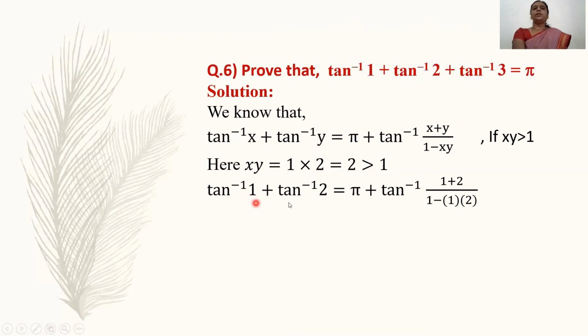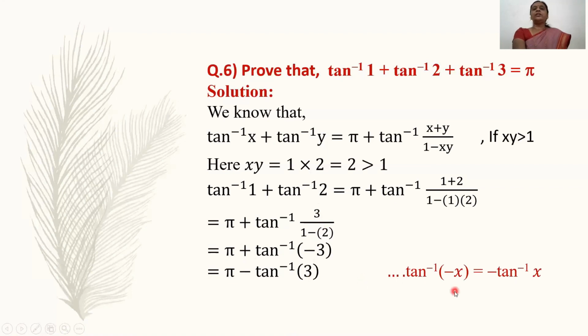Write down tan inverse 1 plus tan inverse 2 is equal to pi plus tan inverse of (1 plus 2) divided by (1 minus 1 into 2). After simplification, this will be 3 divided by 1 minus 2. Keep this pi as it is. This will be equal to pi plus tan inverse of 3 divided by 1 minus 2, and this is equal to pi plus tan inverse of 3 divided by minus 1, that is minus 3. Therefore, write down pi plus tan inverse minus 3.